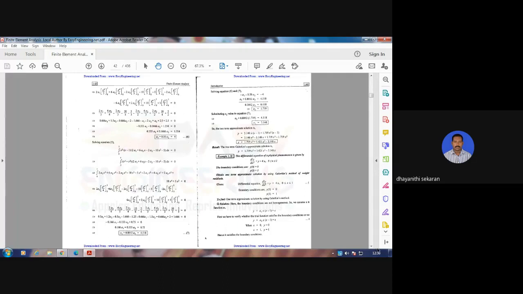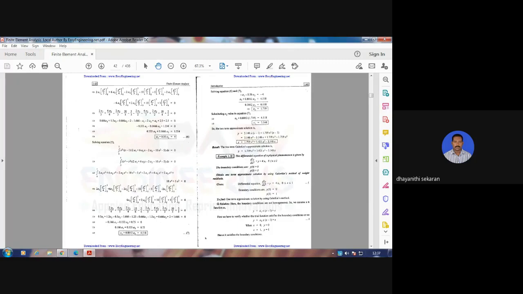See the boundary conditions: y of 0 equal to 0, y of 1 equal to 0. In the earlier problems, d squared y by dx squared plus y equal to 0, it's there. But here it is 4x. The boundary conditions were y of 0 equal to 0, y of 1 equal to 0. See the other problems' boundary conditions: both y of 0 equal to 0 and y of 1 equal to 0. Like that it will be there.